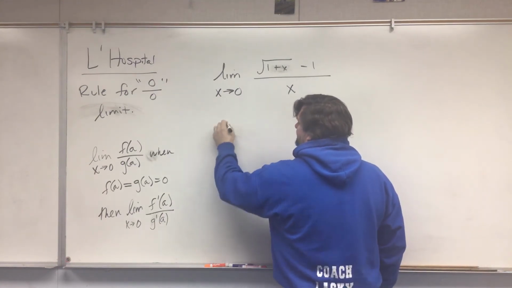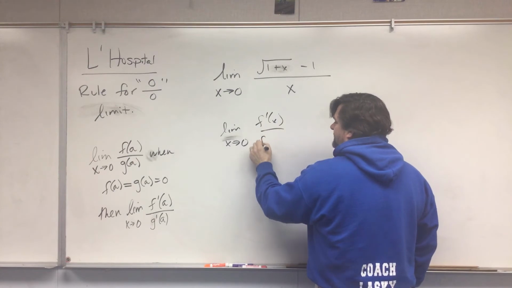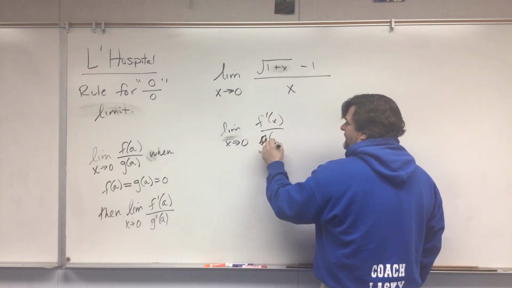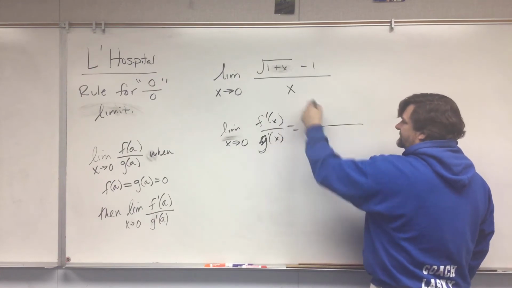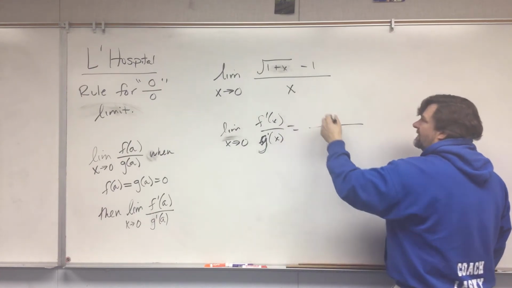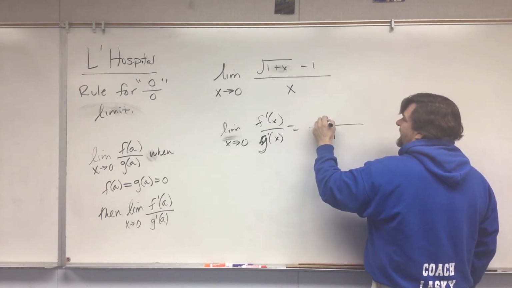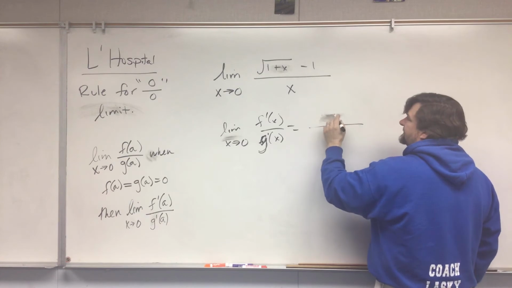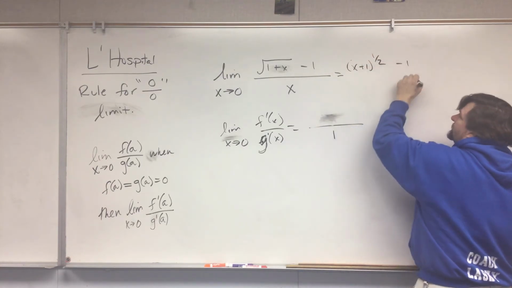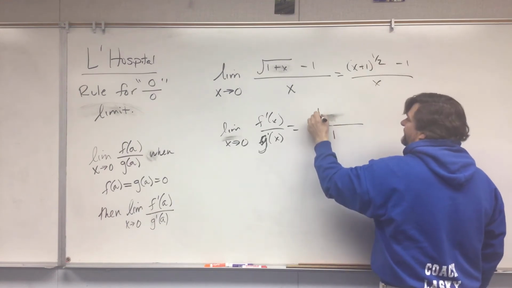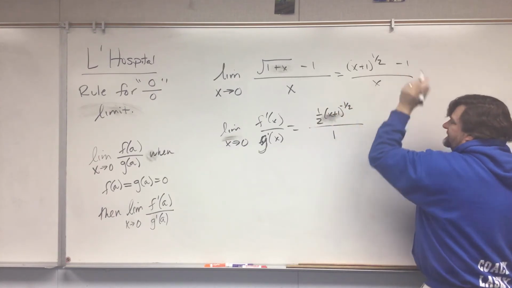So we're going to rewrite it as the limit as x approaches 0 of f prime of x over g prime of x, okay? So then we're going to take the bottom, g prime, which is going to be 1. And we're going to take the derivative of the top here, which is going to be, this will be 0, so that's a goner. So it's going to be x plus, let me rewrite it here, x plus 1 to the 1/2 minus 1 over x. So that's going to be 1/2 times x plus 1 to the negative 1/2 minus 0.